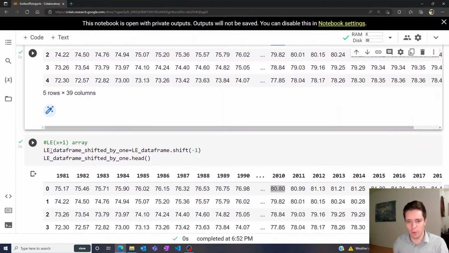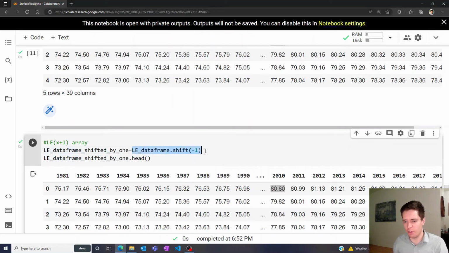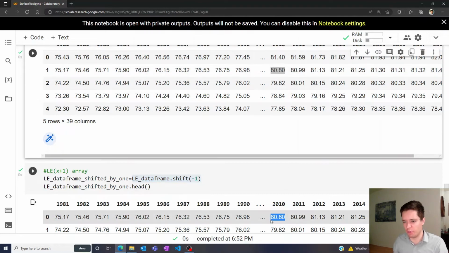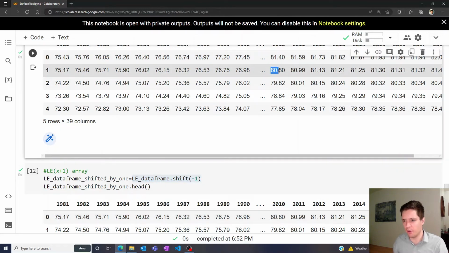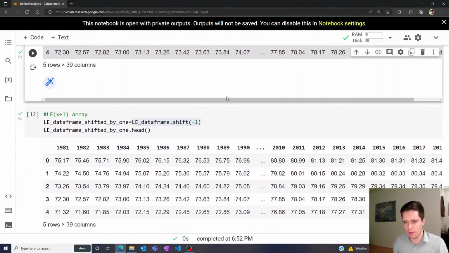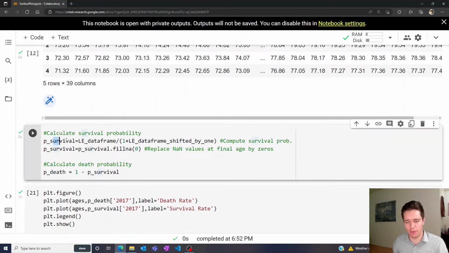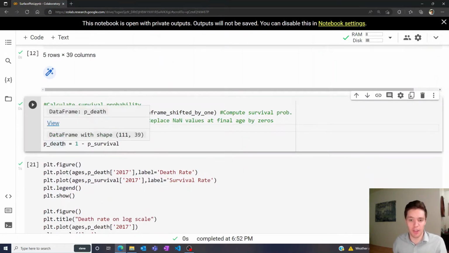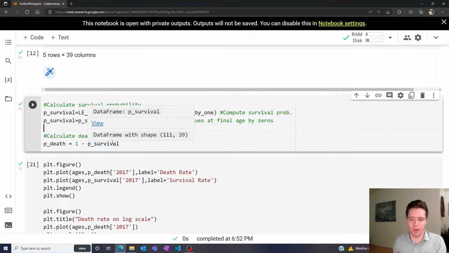So to do that, we're going to make a copy of the data frame, but shifted backwards by 1. So you can see this 80.8 value we have here, that's been shifted into the primary position from the second position right here. Then we can simply compute the survival probability as the initial data frame divided by 1 plus the shifted one, and then we can fill out the not a number value that occurs at the very end with zeros, which assumes that once you hit the maximum age, you have a 100% chance of dying, which of course isn't completely accurate, but it's just to make the data a bit more well behaved here. And then the death rate must simply be 1 minus the survival rate, obviously.